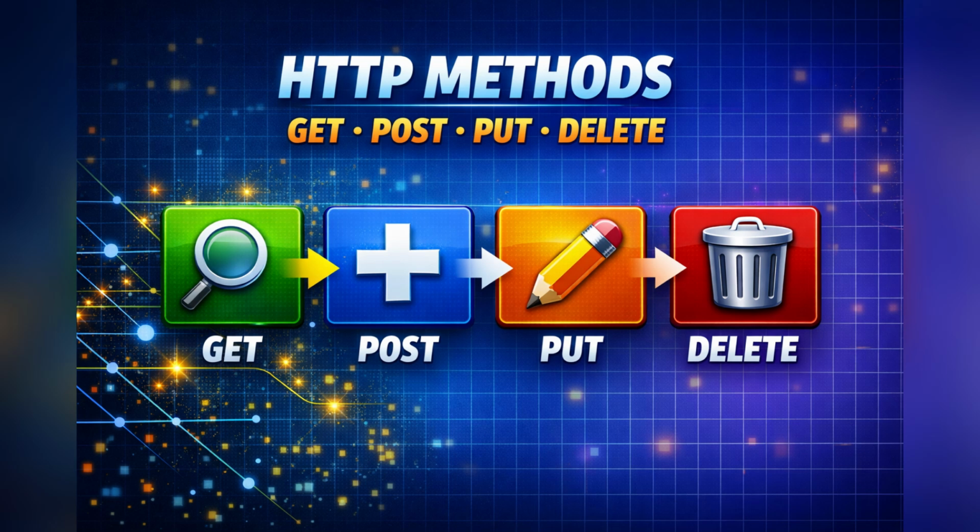REST APIs rely on HTTP methods, the same ones your browser uses every day. GET is used to retrieve data, like asking, "Show me all users." POST is used to create something new, like adding a new account. PUT is used to update existing data, such as editing a profile, and DELETE removes data, like deleting a post. These four operations form the foundation of most modern applications.